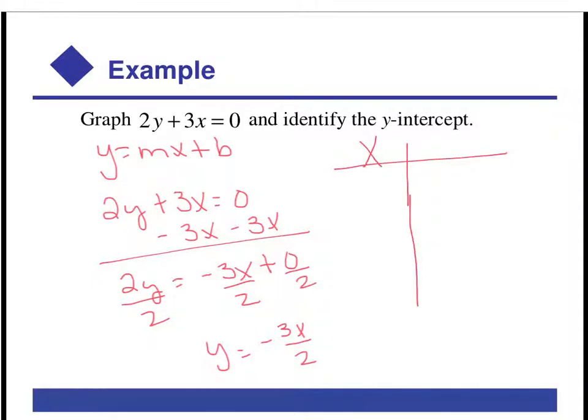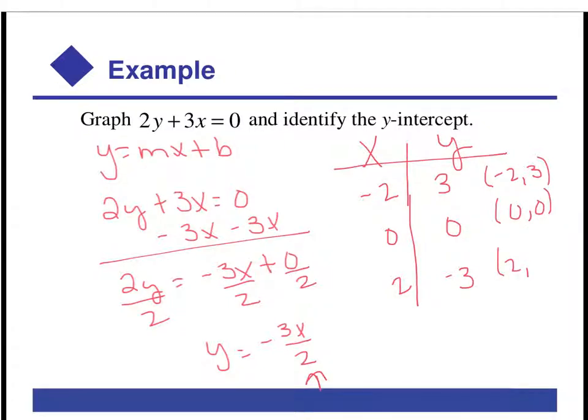Because the denominator is a 2, I want things that'll be easier to do. So I'm going to do negative 2, 0, and 2. And then I'm going to spit out for y. Take a minute, pause the tape, and plug into that equation and tell me what y is. Okay, welcome back. I'm going to show you what the answers were. When you plug in negative 2, you get a positive 3. When you plug in 0, you get 0. And when you plug in positive 2, you get a negative 3. So our points are (-2, 3), (0, 0), and (2, -3).